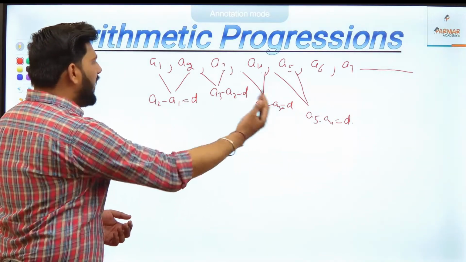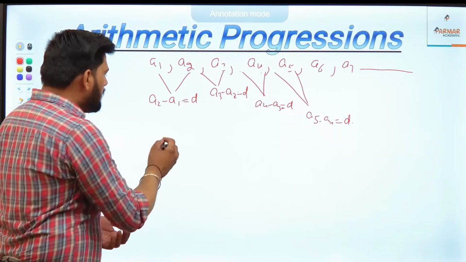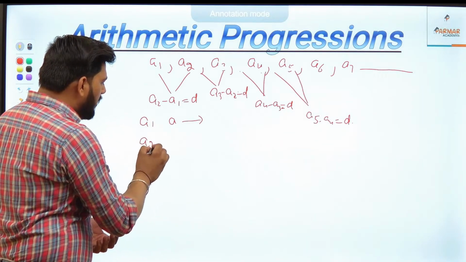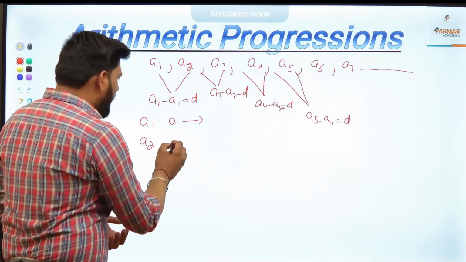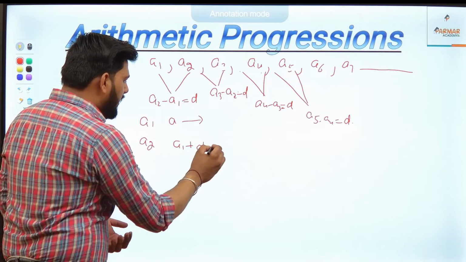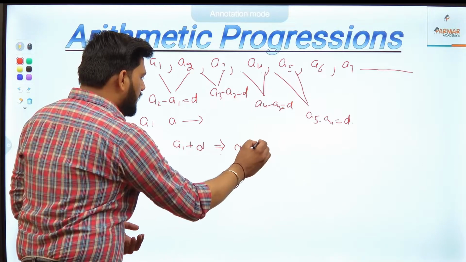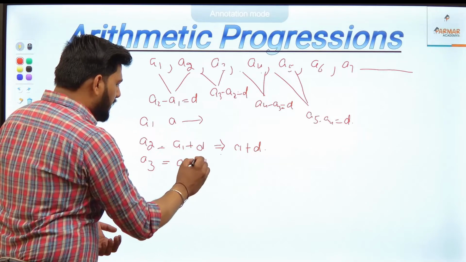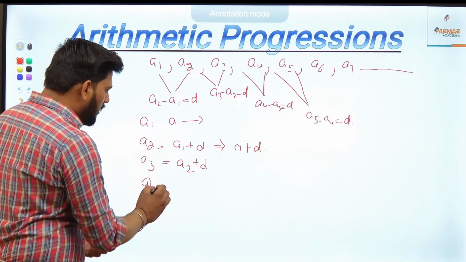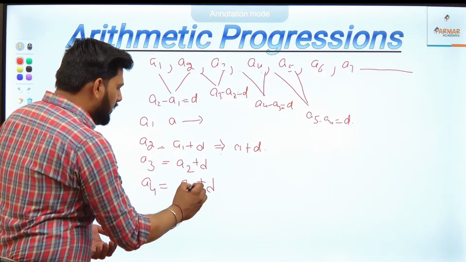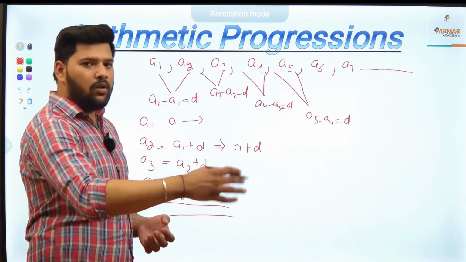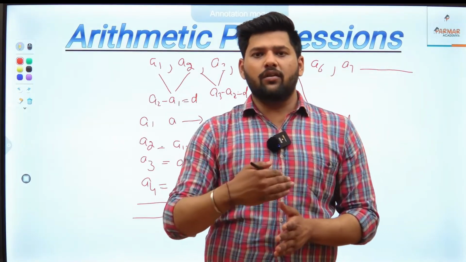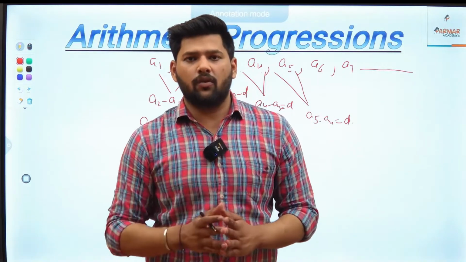And how to find the next terms? Let A be the first term. To find the second term, we will always add the common difference. That is first term plus D, that is equal to A plus D. To find the third term, we will add the difference to the second term. To find the fourth term, we will add the difference to the third term. Like this, we will continue with the AP. Means if we have the first term and the common difference, we can find many more terms of that AP.